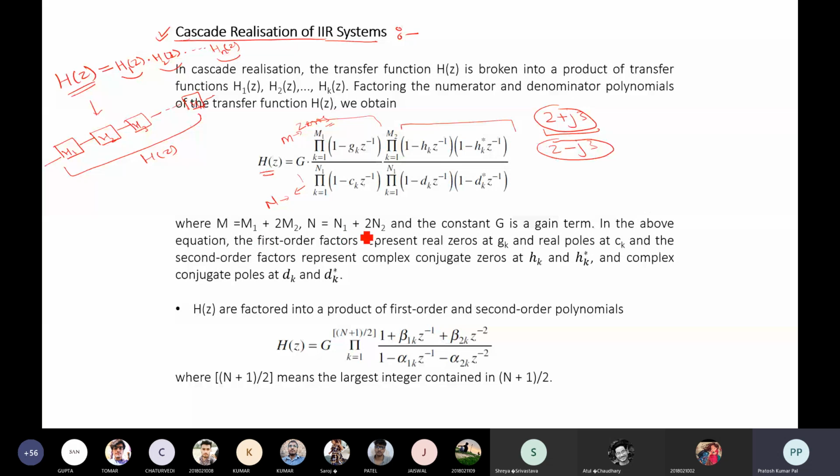Here g is a constant. So this is the generalized expression that a transfer function can have. We have just broken the transfer function into a different generalized representation. It is just for analysis purposes. Once we do the numerical problems, it will be clear to you.